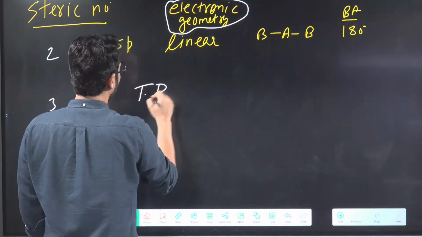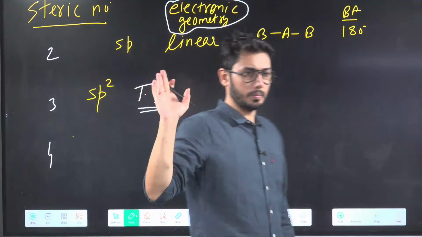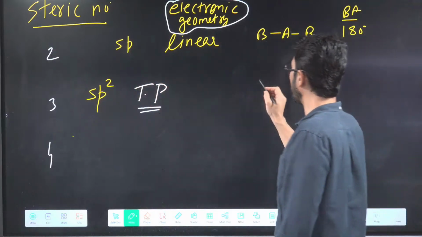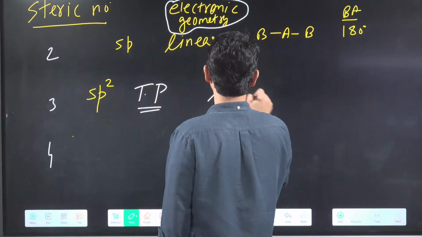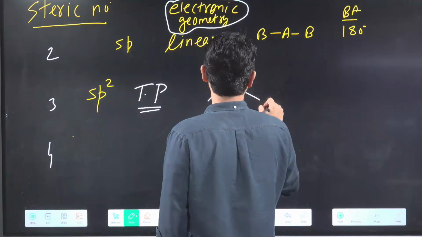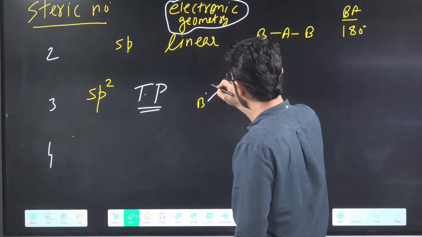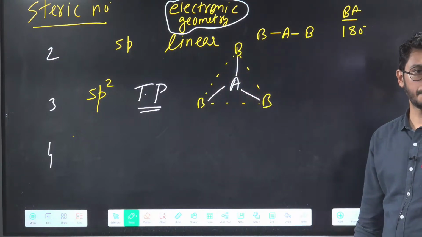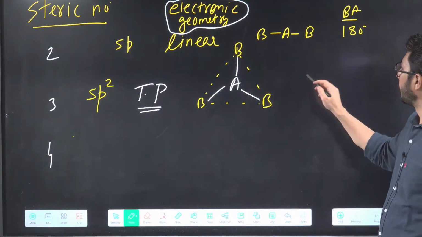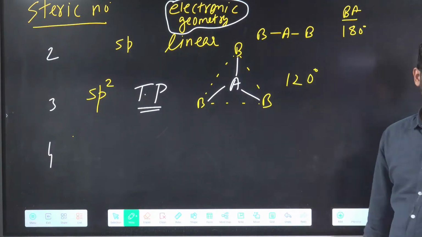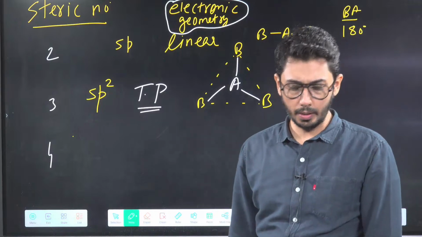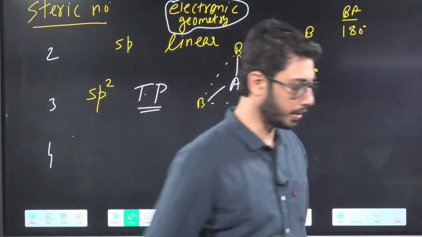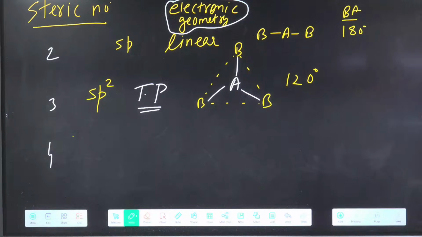Last class I wrote the full form, trigonal planar; now I am writing TP here. The structure will be central atom A attached with 3 atoms. This is the way to represent it. Bond angle is 120 degrees. How many 120 degree bond angles are there? Very good, 3.